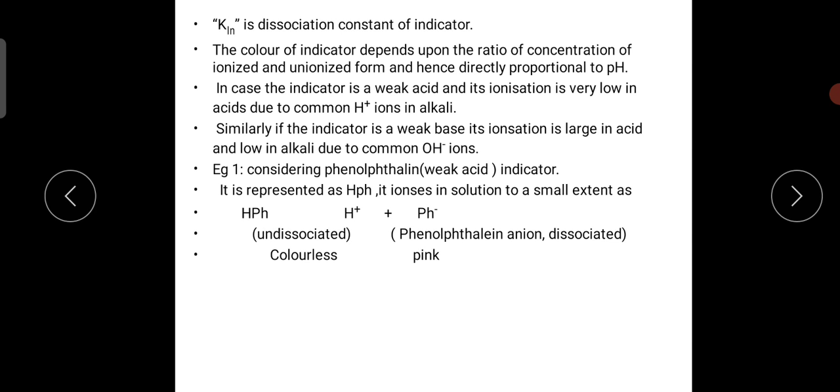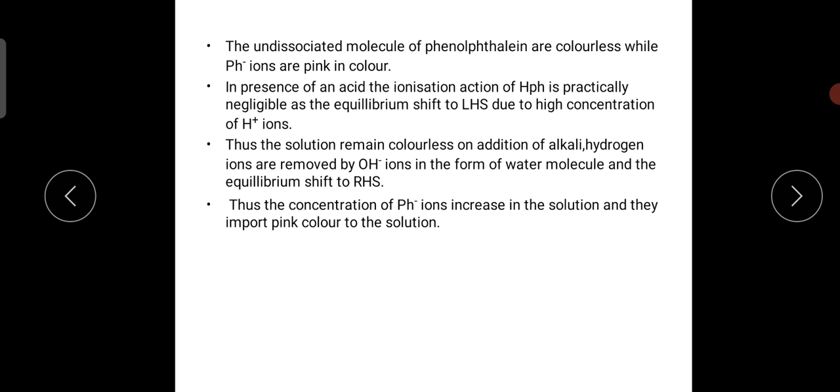Another example you can see is phenolphthalein. This is a weak acid indicator. The undissociated form is colorless, and when it dissociates it is pink in color. The undissociated or unionized form of phenolphthalein is colorless, and the ionized form becomes pink.